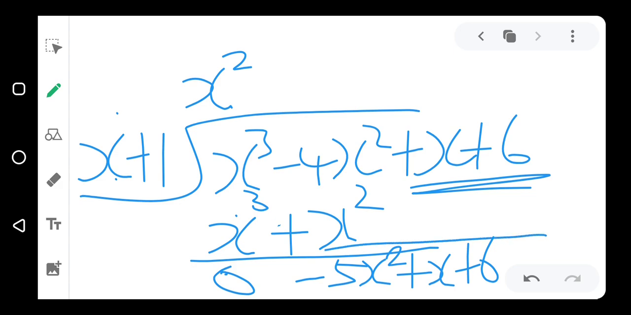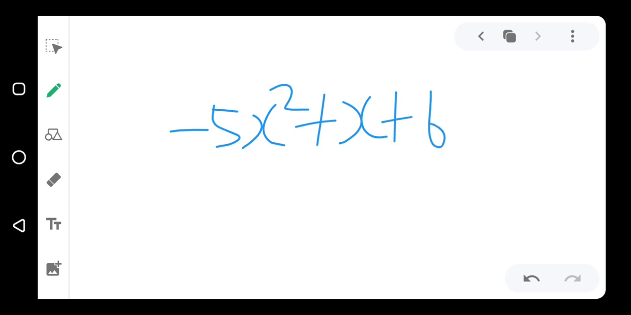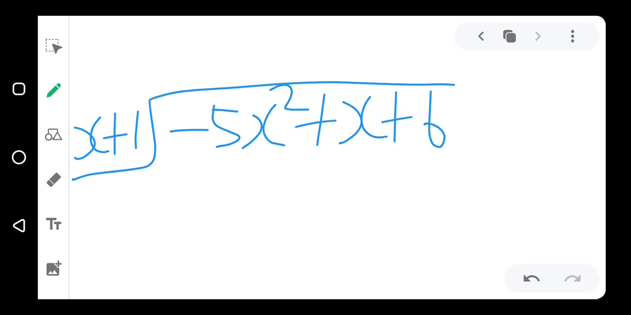Now, this term becomes the new dividend. So we divide it again by the divisor. That means that we are now going to have minus 5x raised to the power 2 plus x plus 6. We divide it by the same divisor, x plus 1. Remember, we already have x raised to the power 2. Now, we divide the highest power in the dividend again by the highest power in the divisor, which is minus 5x raised to the power 2 divided by x. We get minus 5x.